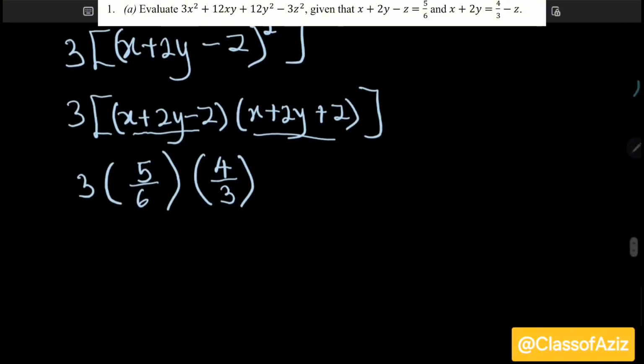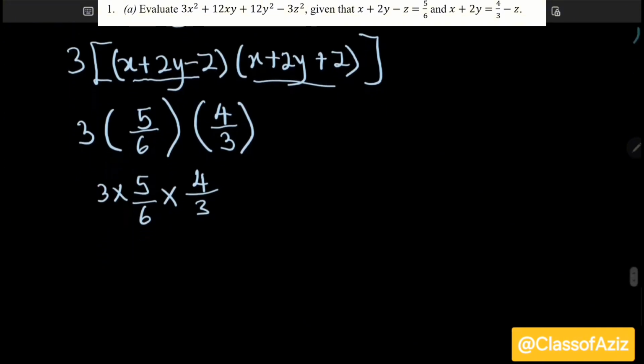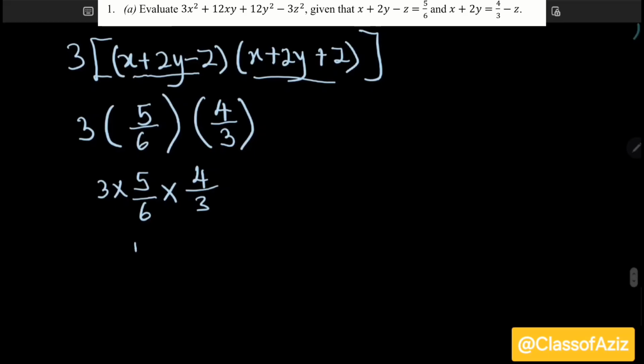So now we can say that 3 times 5 over 6 times 4 over 3, and that will give us 10 over 3 as our final answer. So that's the answer for WASSCE Core Maths 2025, Section A, Question 1A.